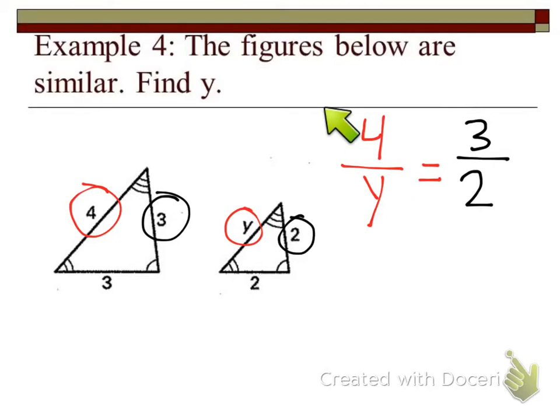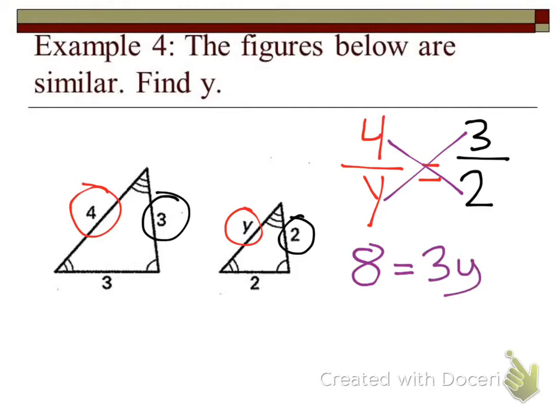So we did yesterday. We cross multiply. Good. So what is 4 times 2? 8. What is y times 3? 3y. Very good. And then I want to solve for that y value. How do I solve for y here? Divide both sides by 3. Now, this is tricky because we're getting that y equals 8 over 3.